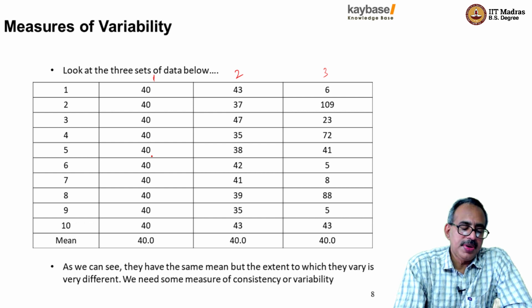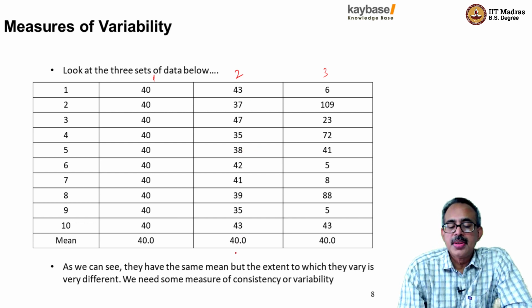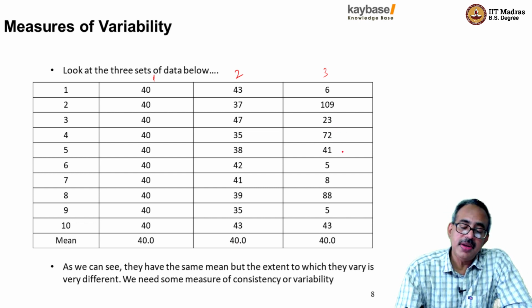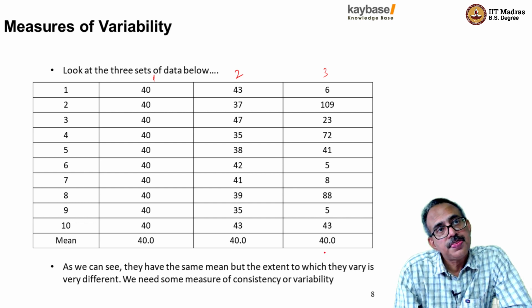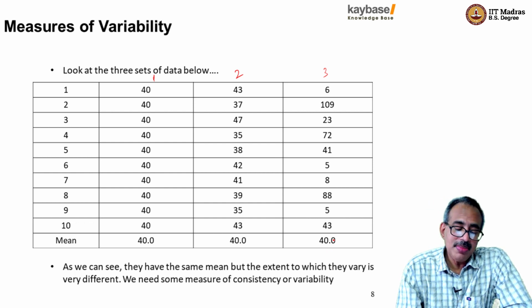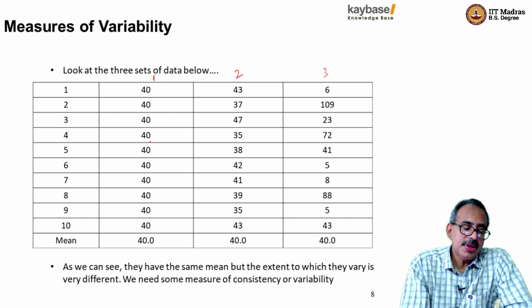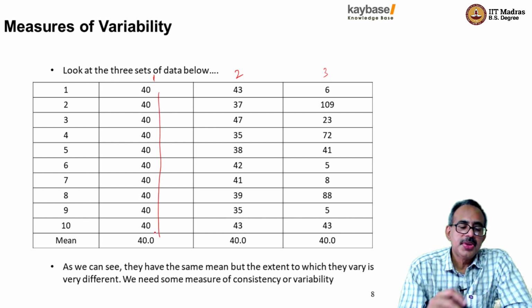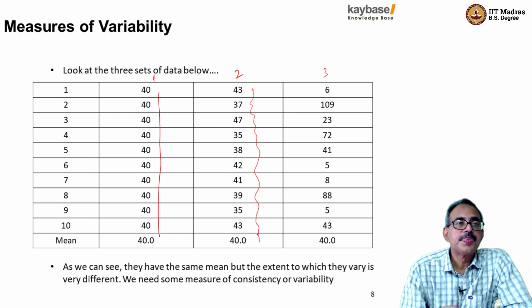So this is 40, 40, 40, 40, 40, 40, and the mean is 40.0. This is 43, 31, 47, 35, 38, 42. The mean is still 40.0. This is 6, 109, 23, 72, 41, 5, 8, 88, 5. The mean is still 40.0. All of these have the same mean. But this one doesn't vary at all. This is like a straight line. This varies a bit. This varies wildly.